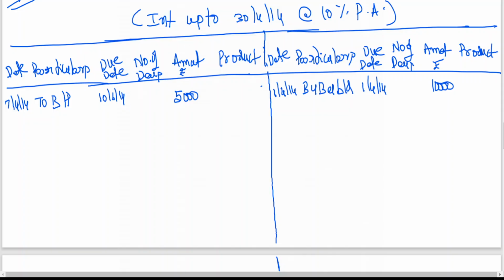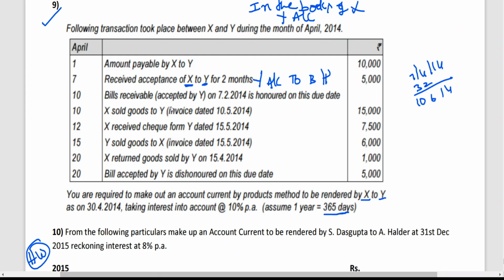Next. Bills receivable accepted by Y. It means Y is the drawee. We have drawn a bill on 7th February 14. We are in April. Honored on the due date. Honored on the due date means the bill is honored. What is the entry for bill honored? Bank account debit to bills receivable. Is it affecting a personal account? No. So no entry is needed. No entry required. Why? Since the bill has been honored.